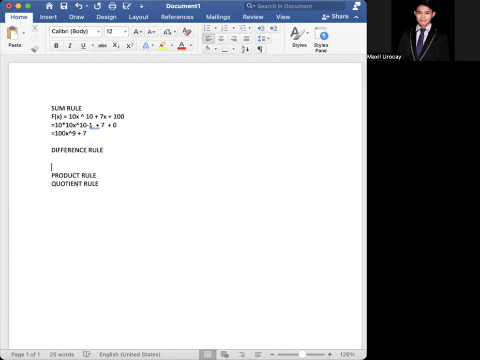Then, say for example, for the difference rule, say you have an f of x of 40x to the power of 4 plus x to the power of 45 plus 90x, and 100 still. So what will happen?